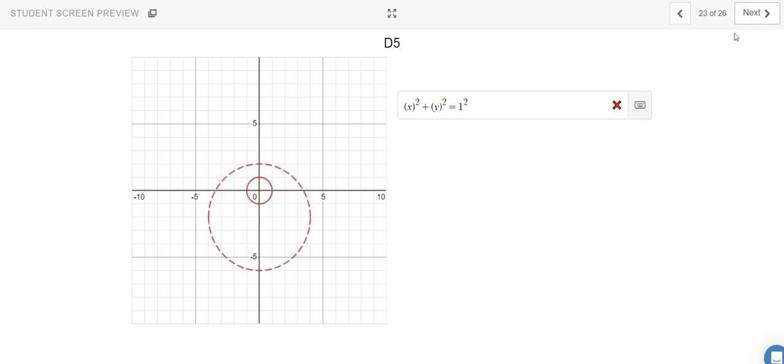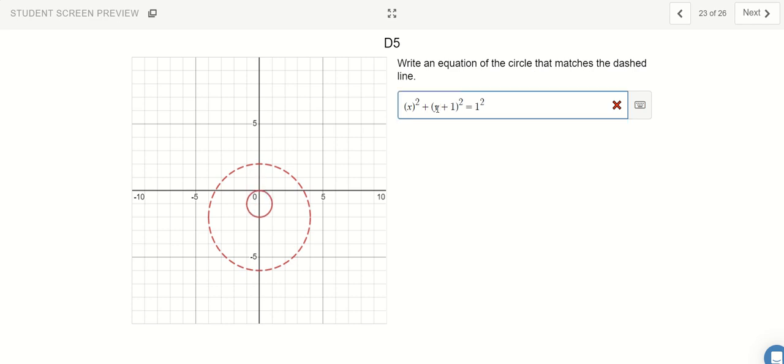Okay. All right, this one's going to shift down. So again, we add to shift down. Plus 1. Nope, that looks centered. And then this also has a radius of 4, so let's do 4 squared.